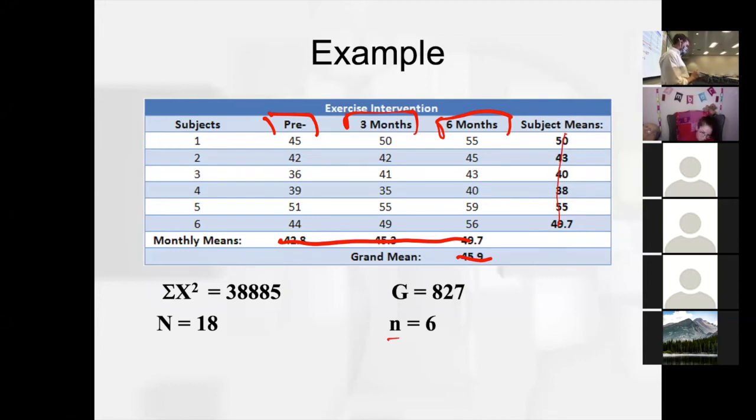My G is 827. So to get that G, that grand total, again, I'm adding up every single data point here. Adding up everyone for the pre and everyone for the 3 months, and then adding up everyone for the 6 months as well. When I add all those together, I get 827.